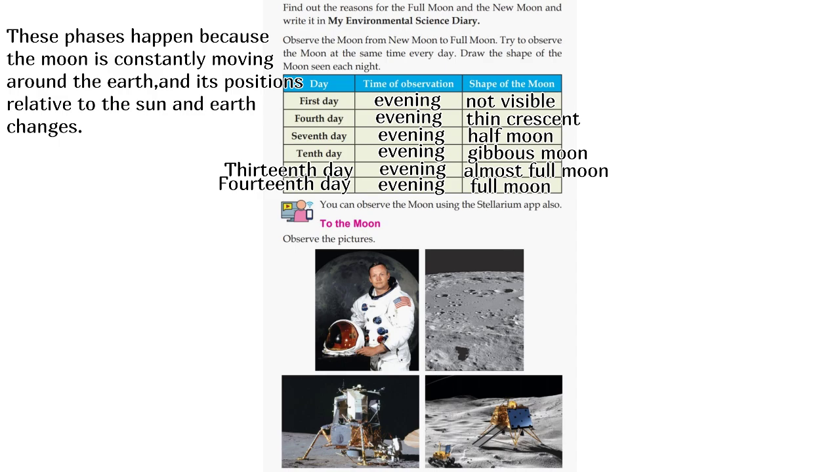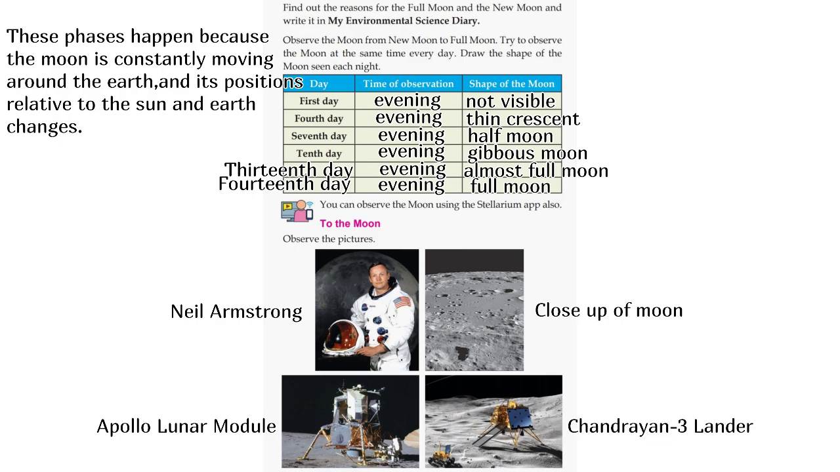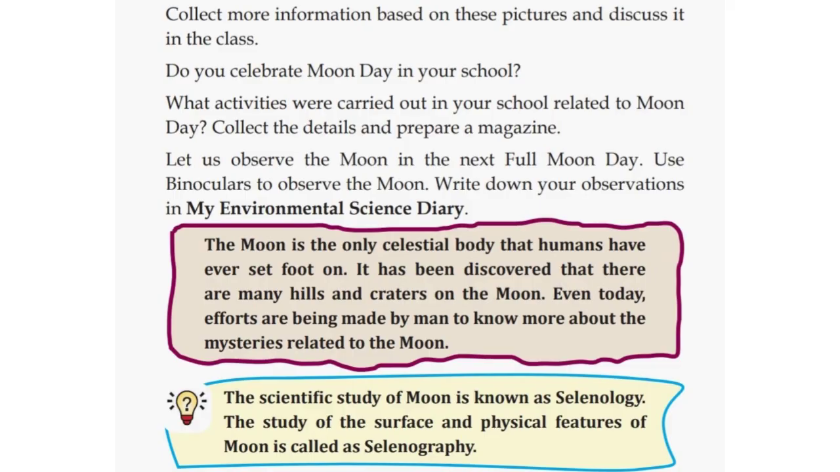To the moon. Observe the pictures. First picture is of Neil Armstrong. Second picture is a close-up of moon. Third picture is of Apollo lunar module. Fourth picture is of Chandrayaan-3 lander. Collect more information based on these pictures and discuss it in the class.